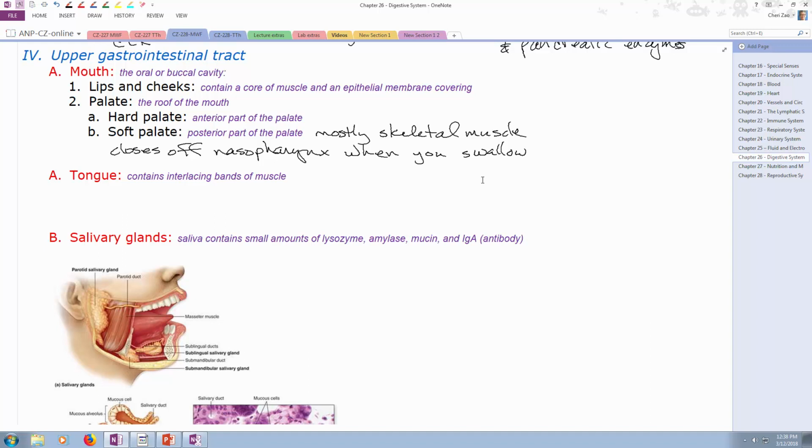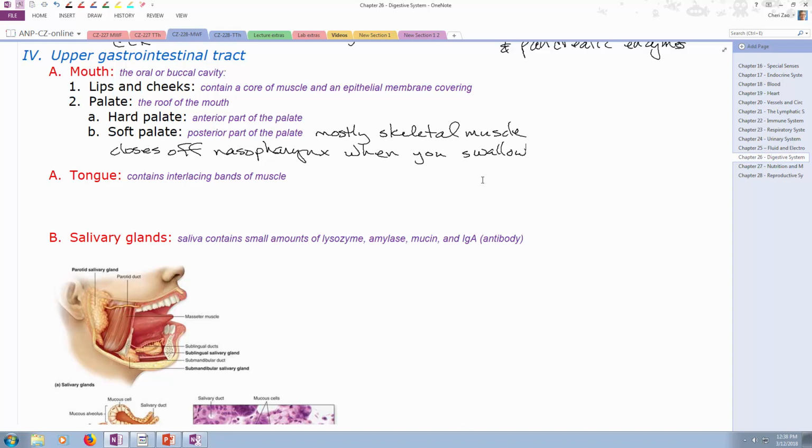And it's an interesting thing. It's also covered with mucosa, yes? And what would that mucosa be? Stratified squamous epithelium. So don't forget, even over the surface of the tongue, we have that stratified squamous epithelial covering.